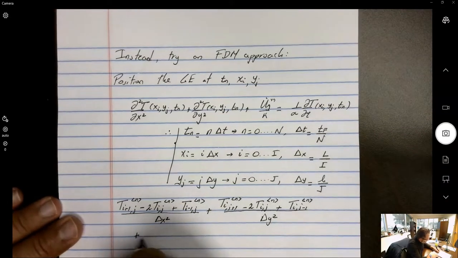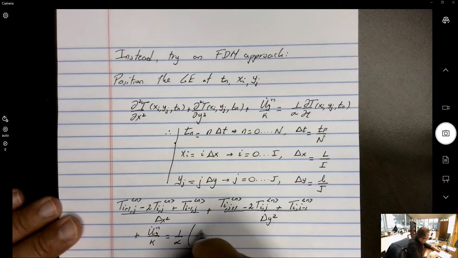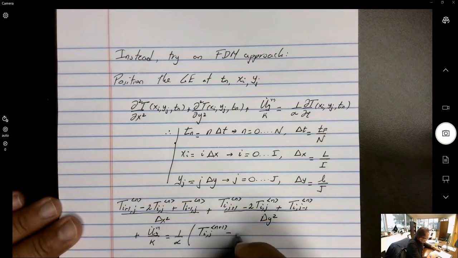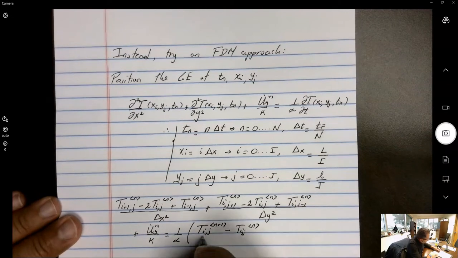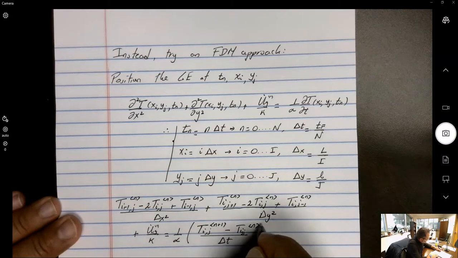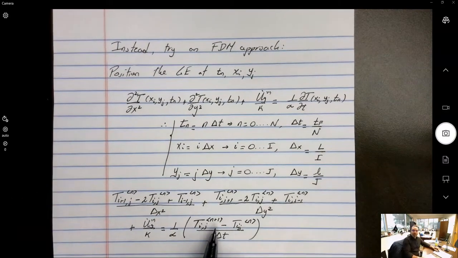Then plus u_g triple prime over k is equal to 1 over alpha times T at i, j, n+1 minus T at i, j at n, divided by delta t. So again, we use a forward differencing approximation of the time derivative and central difference approximation of the two space derivatives. Okay, and this will lead to an explicit scheme.